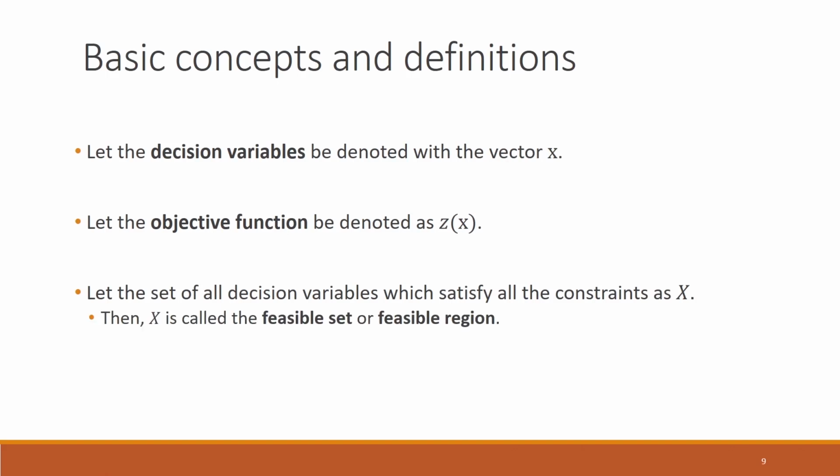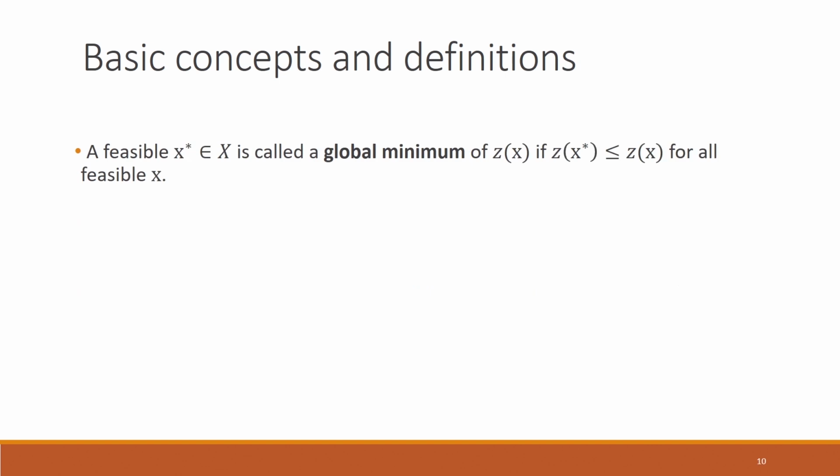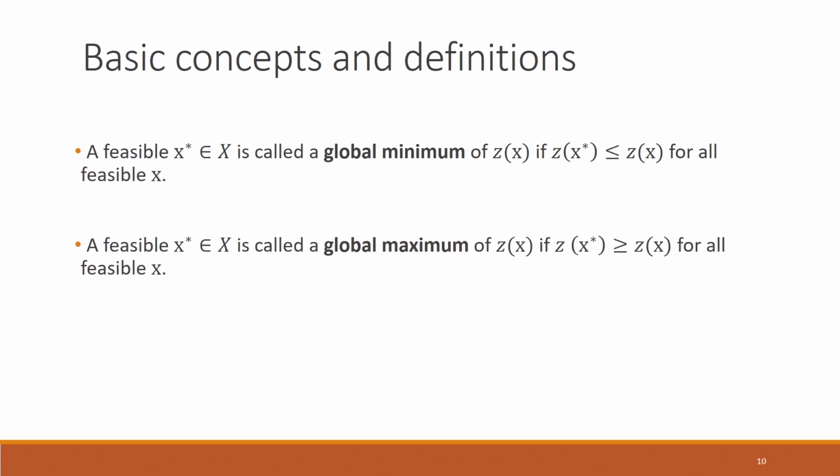So, capital X is called the feasible set or the feasible region. Now, a vector x that belongs to the set capital X is called a feasible solution, and a feasible solution X star is called a global minimum of this objective function Z(x) if Z(x star) is less than or equal to Z(x) for all feasible X. A feasible X star is called the global maximum of Z(x) if Z(x star) is greater than or equal to Z(x) for all feasible X.